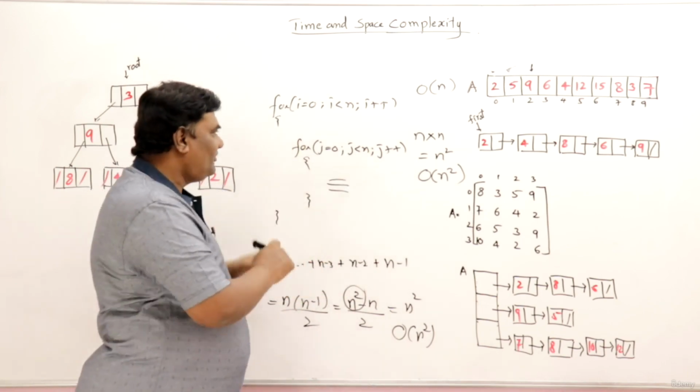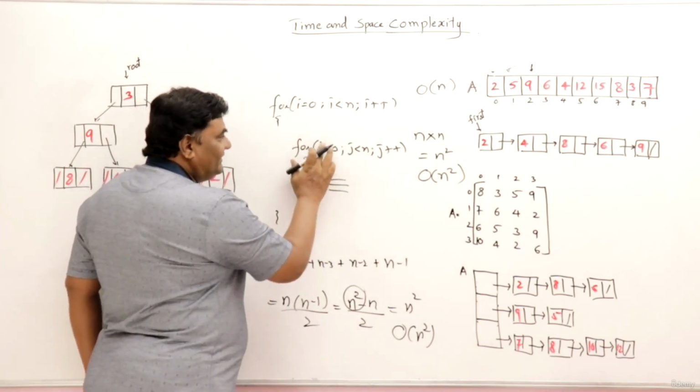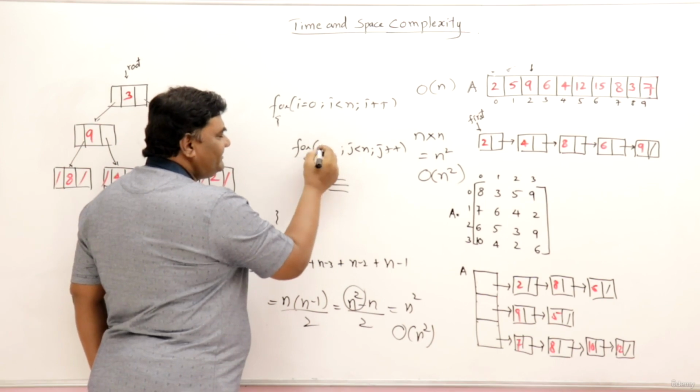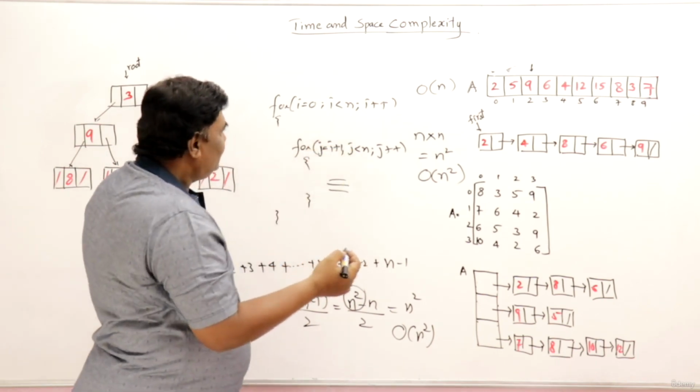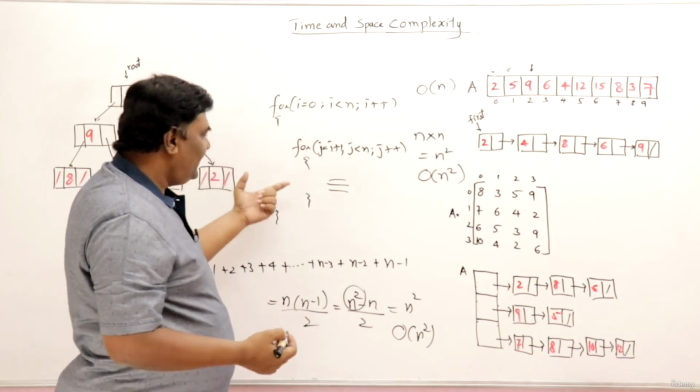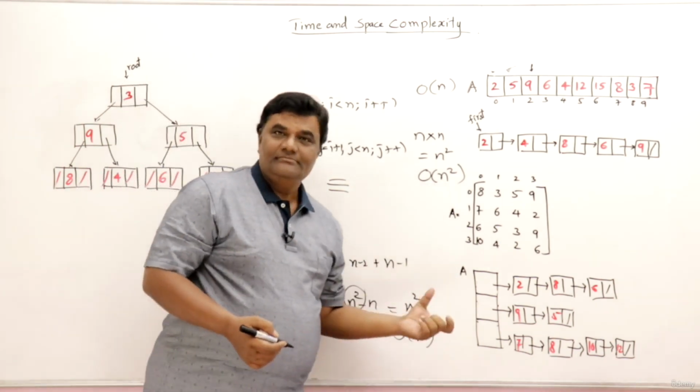If I write the same thing in the form of a for loop, then this j will not be starting from 0, but j will be starting from i plus 1. See, now again two nested for loops. So at most this will take n square time.